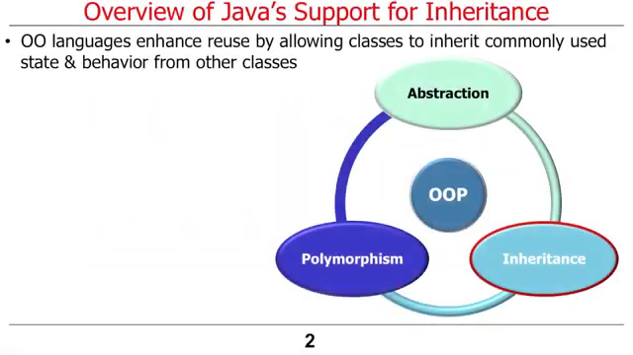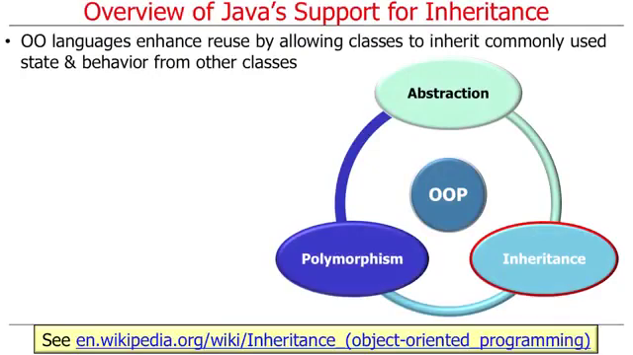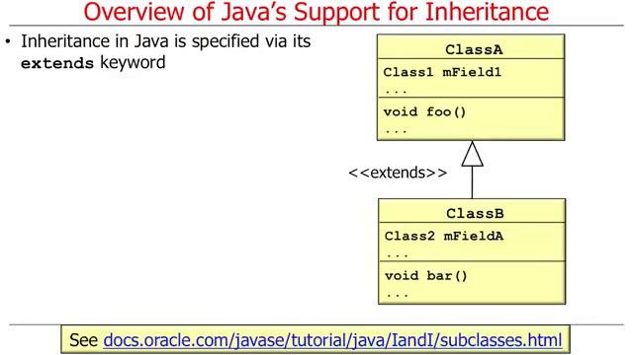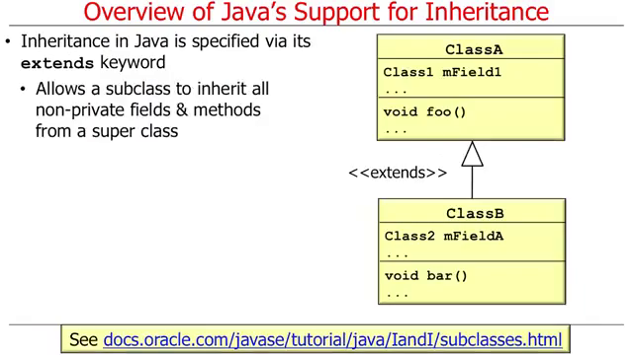Object-oriented programming languages enhance reuse by allowing classes to inherit commonly used state and behavior from other classes. Inheritance in Java is specified via its extends keyword. When a class, called a subclass, extends another class, called a superclass, the subclass automatically inherits all non-private fields and methods defined in the superclass. Private fields and methods are not visible to the subclass.